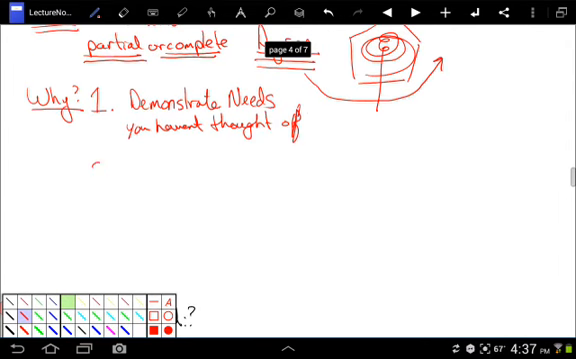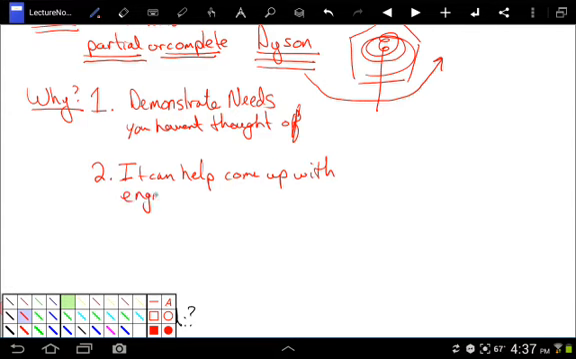Two, what else? Why else might you do this? It can help you come up with engineering functions, which is what we're going to do next after benchmarking. Coming up with engineering functions is also really difficult. And coming up with a range of important engineering functions is also difficult.